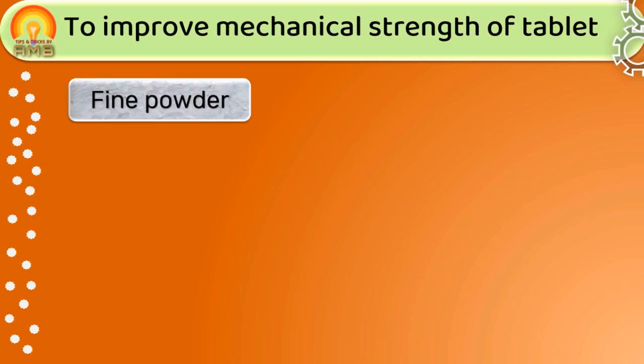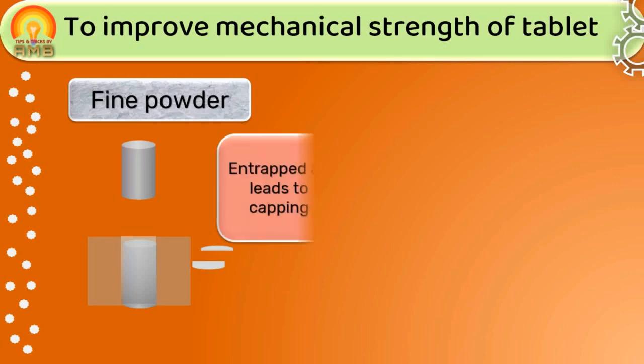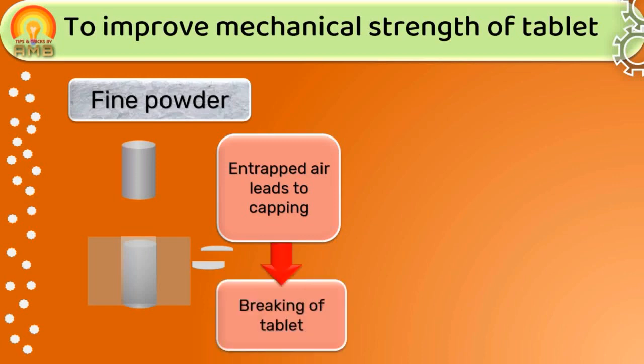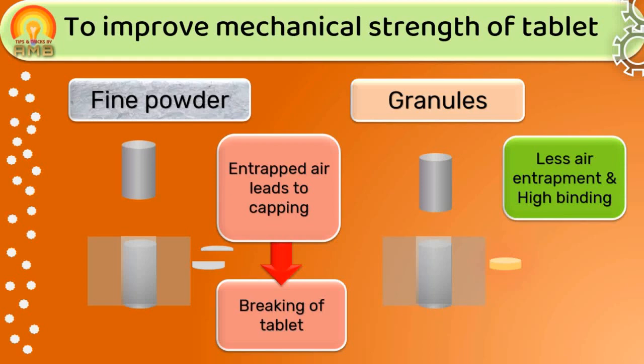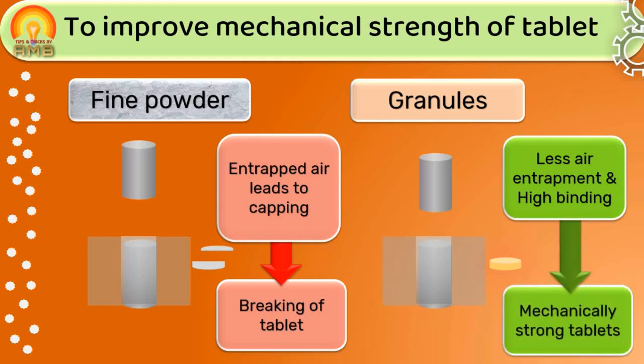If fine powders are used for compression, during compression in the die between two punches, air gets entrapped as it will not get chance or space to get out from the powder. This entrapped air in the tablet leads to capping, or even if the tablet is formed properly, it may break during handling and transportation. If granules are compressed, chances of entrapment of air are less and granules have high binding property. Thus the tablet formed is mechanically strong.